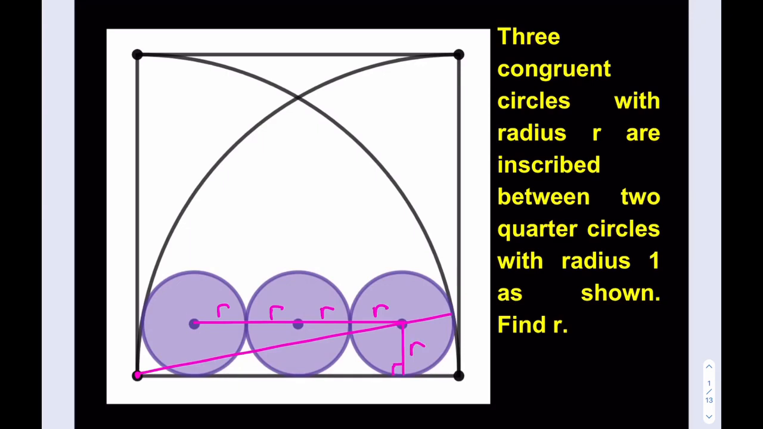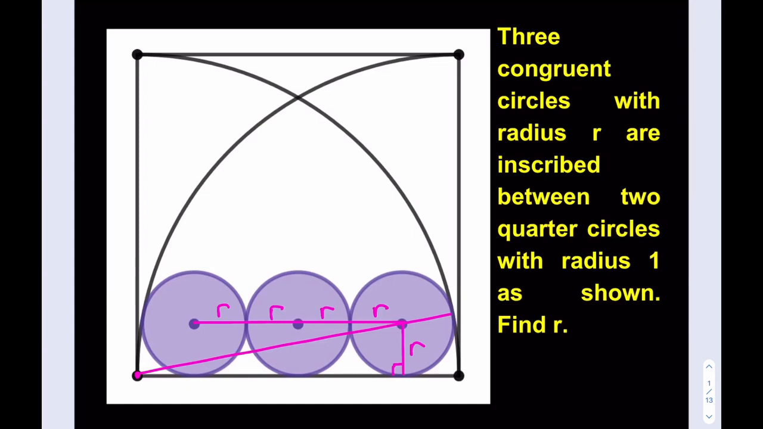Okay, so here's the thing. If I can find the side lengths of this triangle in terms of r, then I'm good to go. That way I can just find r, because the only unknown is r, and the only thing that I know basically here is the radius of the quarter circle, which is 1, right? That's all I have. But this can be done. Why? Because these circles, since they're congruent, can only be inscribed in this region in one way. Okay, so the solution is unique.